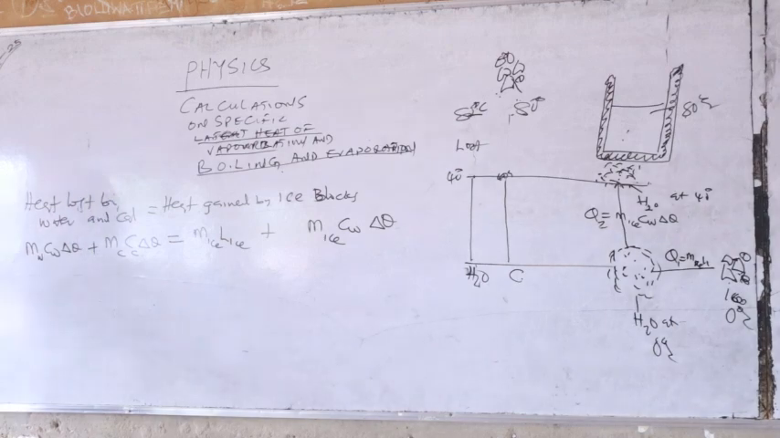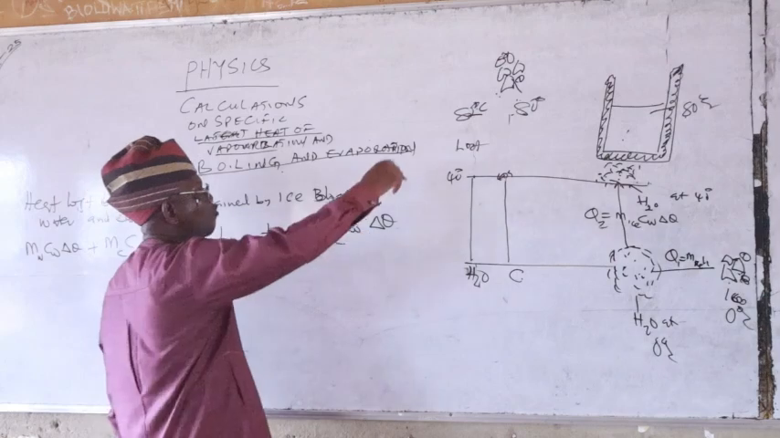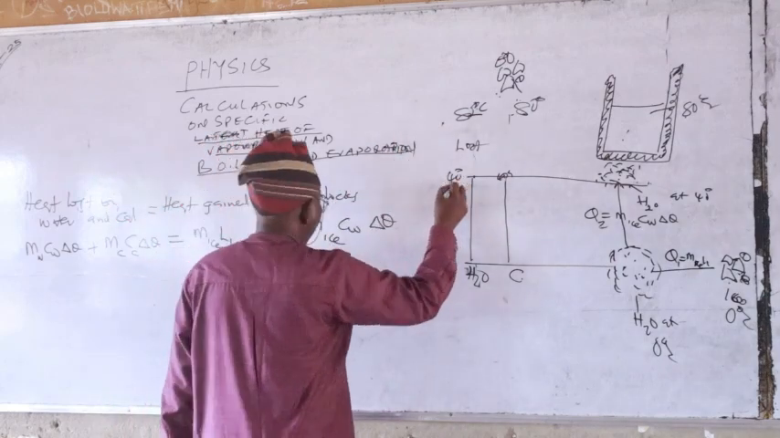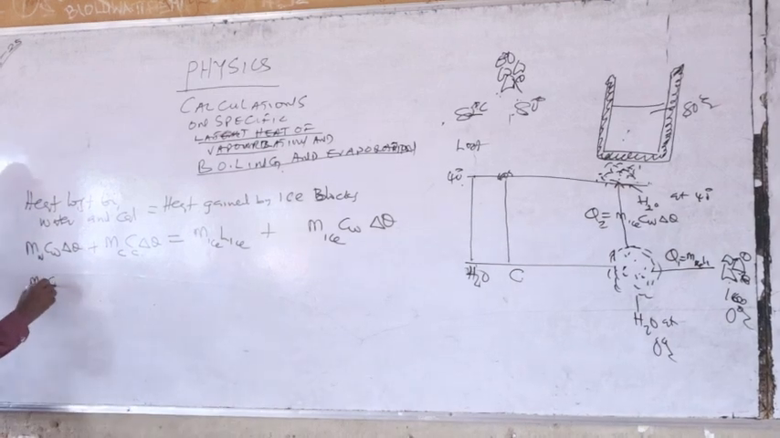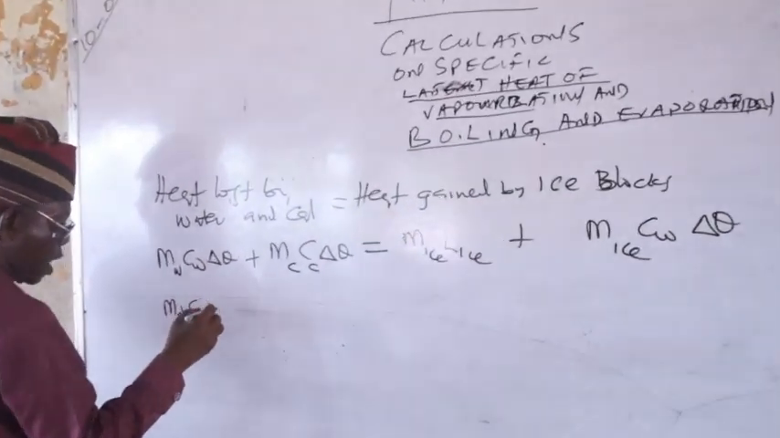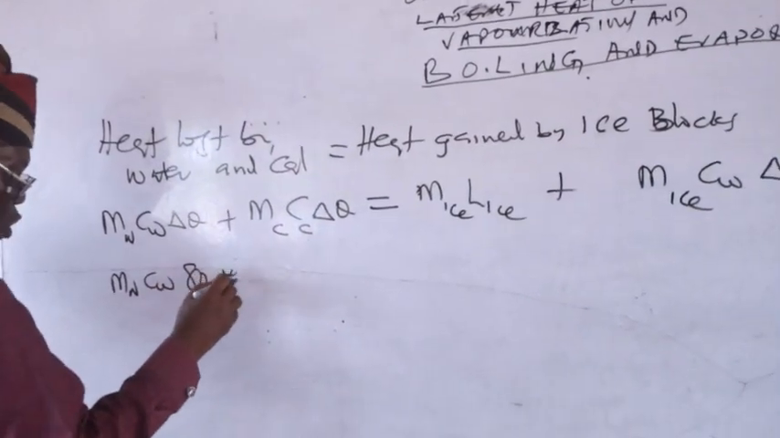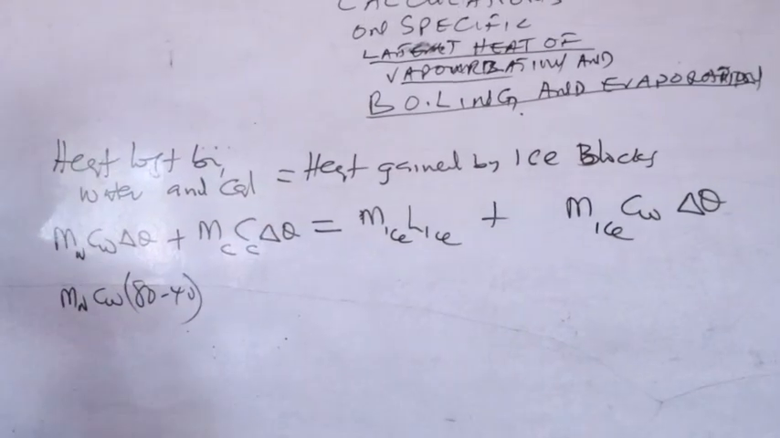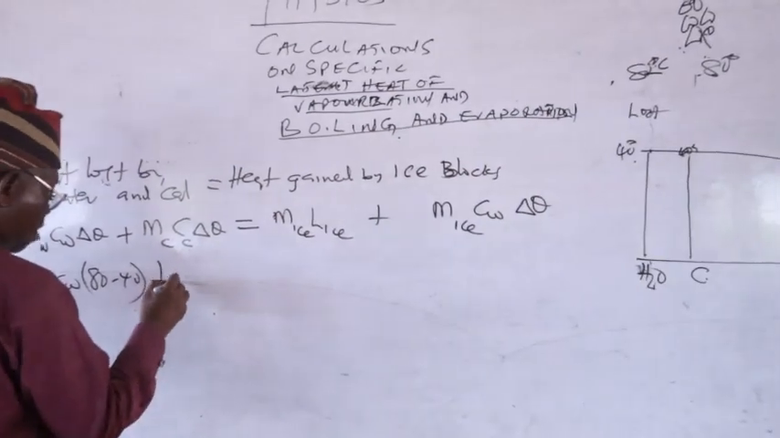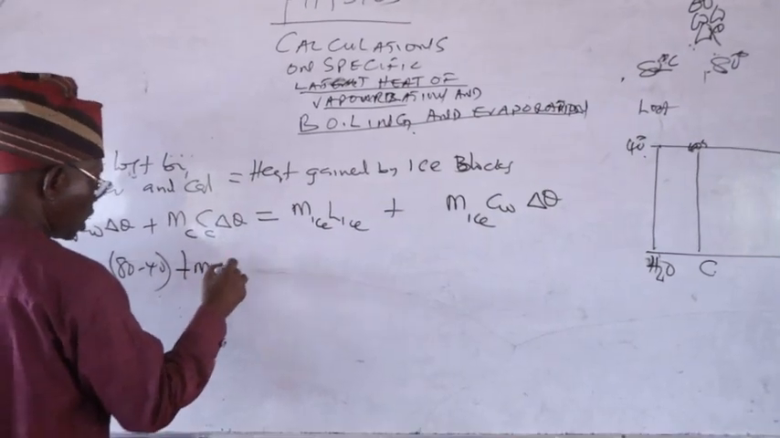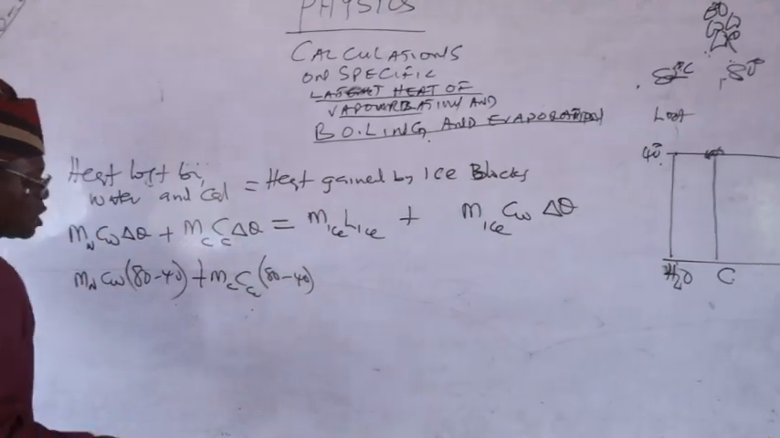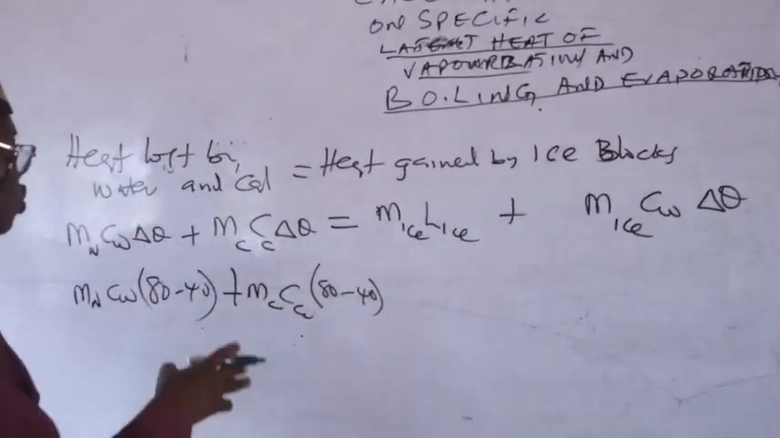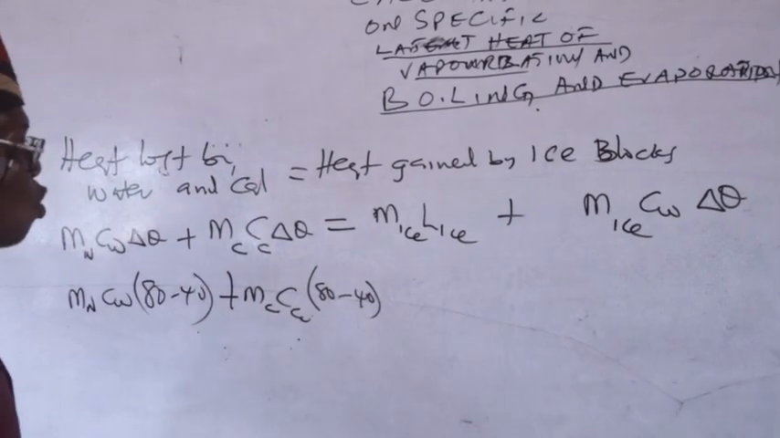Every other thing is purely mathematics. How? You already know that this one comes from 80 to 40 in the diagram above. So I will just put it as mass of water, specific heat capacity, and the change in temperature will now be from 80 to 40 in that diagram. Then plus mass of calorimeter, heat capacity of calorimeter, change in temperature will still be 80 minus 40. That's the change in temperature in the two bodies that lose heat to the ice.